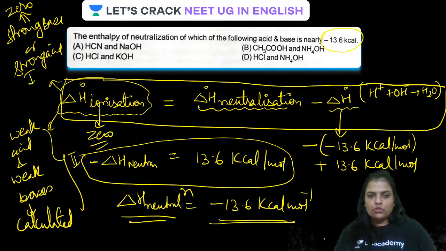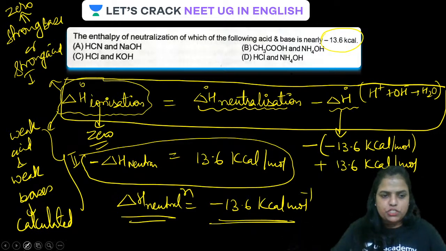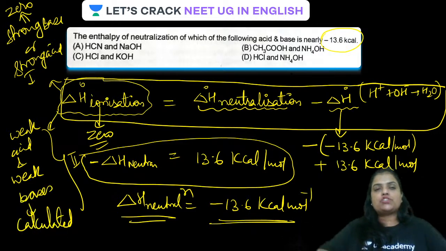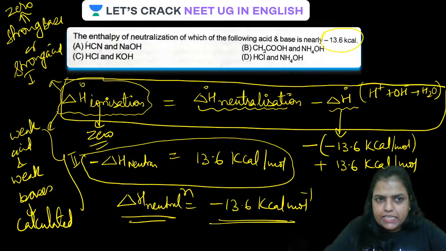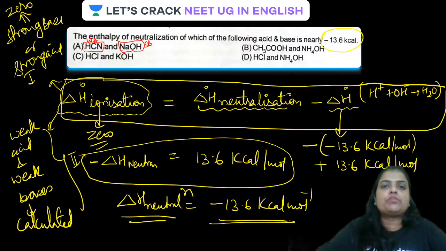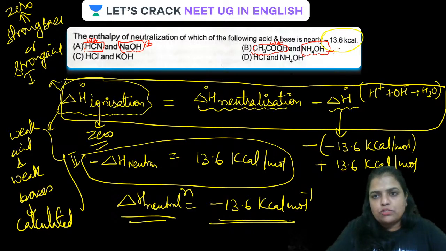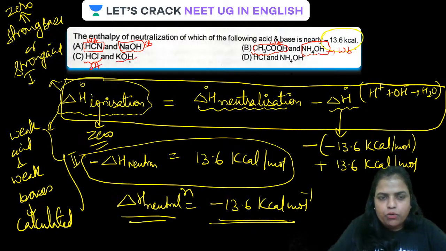Are you getting it? So, guys, we have to look for the option which is given for strong acid and strong base. In case of A, this is HCN, which is a weak acid. This is a strong base. So this enthalpy of neutralization cannot be minus 13.6 for this one. That is very clear. Here also acetic acid is a weak acid. Ammonium hydroxide is also a weak base. Done. HCl is a strong acid, KOH is a strong base, so the correct answer is this.